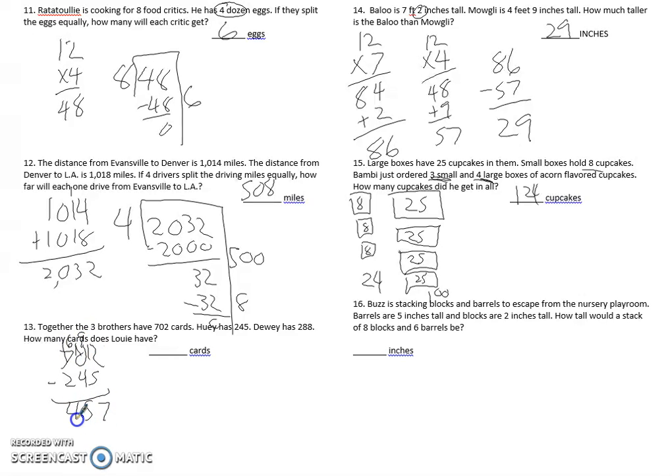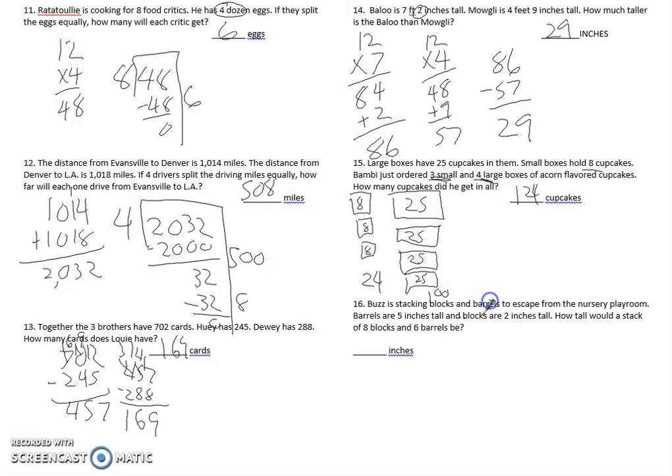And we end up with 457. Then we take the 457 and take Dewey's 288 off. Do a little bit of borrowing. There's a 9. A little more borrowing. 6. 169 cards.